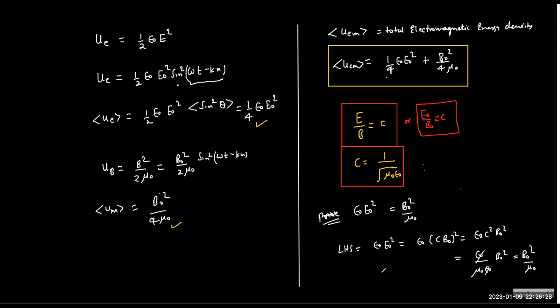Also, you see, in case in examination you forget which one is upper, is it E by B or B by E? Always remember E is much stronger than B. So C is a big number. So E by B is C. In case you forgot.